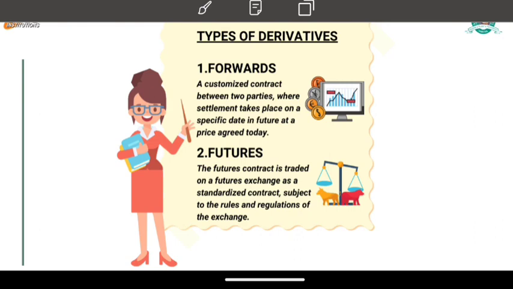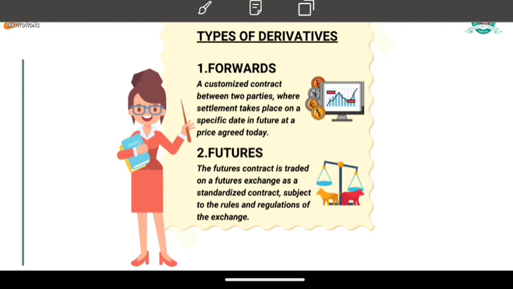Types of derivatives. First one is forwards. A forward contract is a customized contract between two parties where settlement takes place on a specific date in future at a price agreed today.